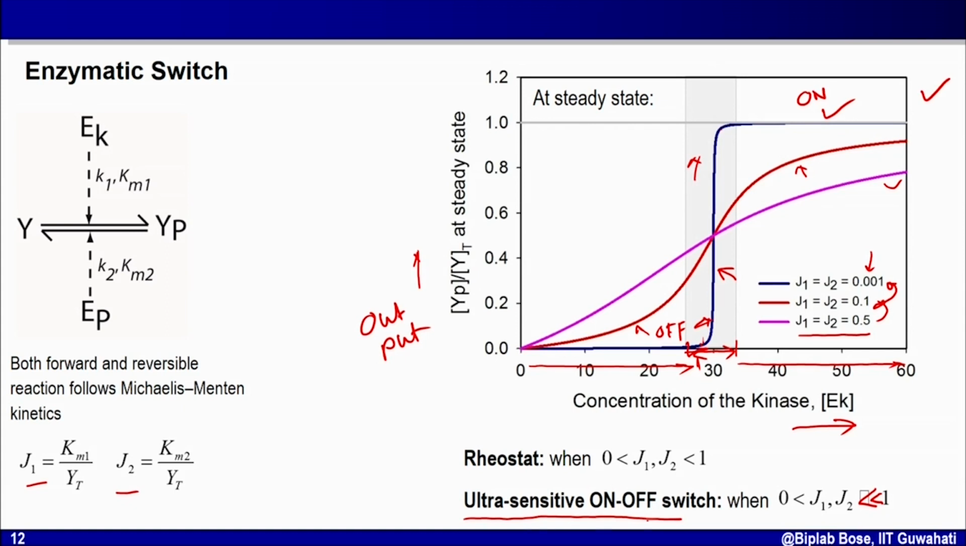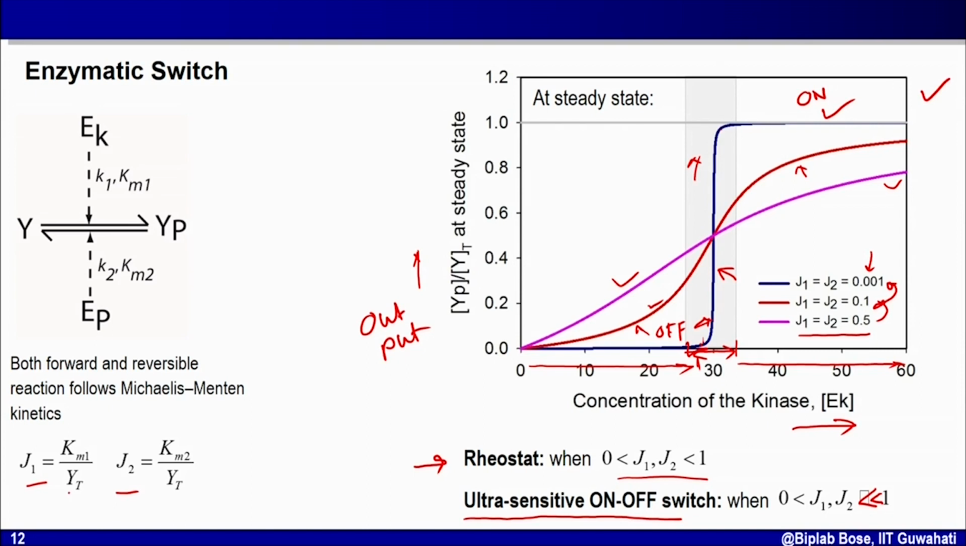This is like an on-off switch, the way you use in your house, on and off, two options, binary. But if you have J1 and J2 close to 1 but smaller than 1, then I get this sigmoidal curve which is shallow. That means you are increasing output slowly as input is also slowly increasing. There is no sharp jump in the input-output relation. So it is like a rheostat. So depending upon the value of J1 and J2, I can have this reversible reaction working as a rheostat or as an on-off switch.